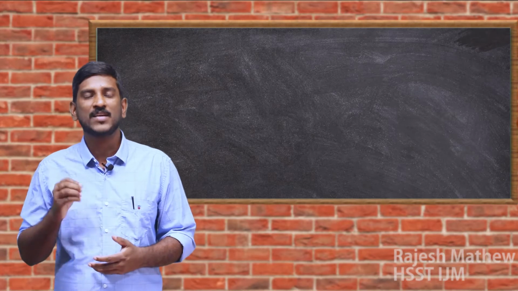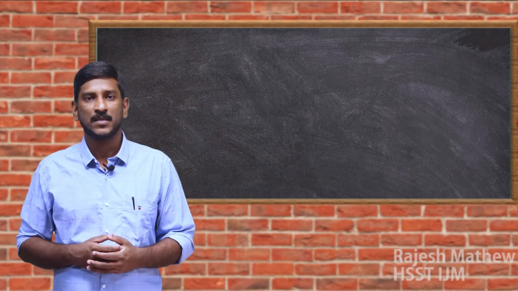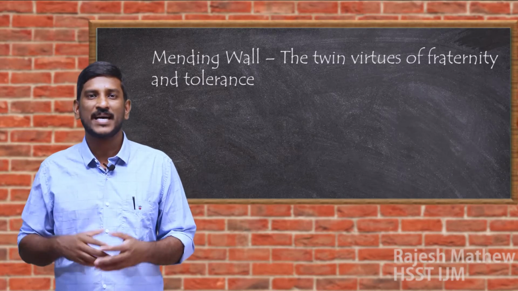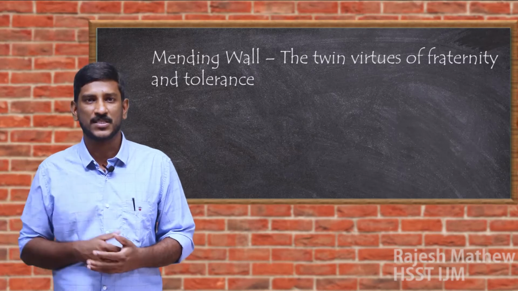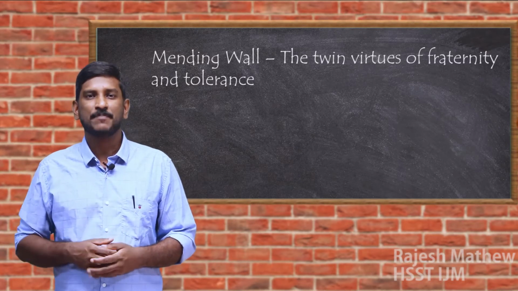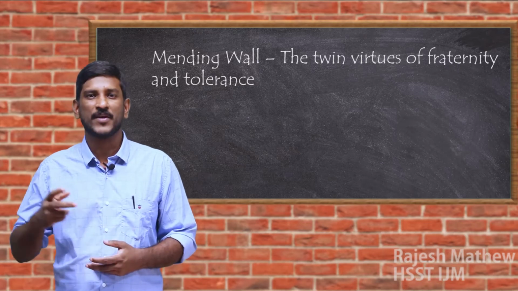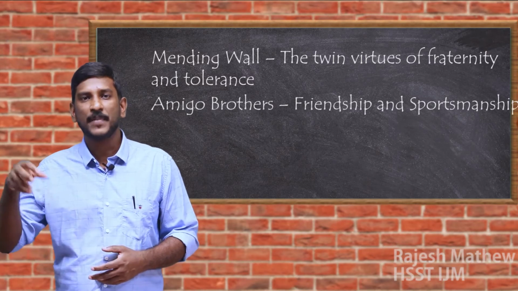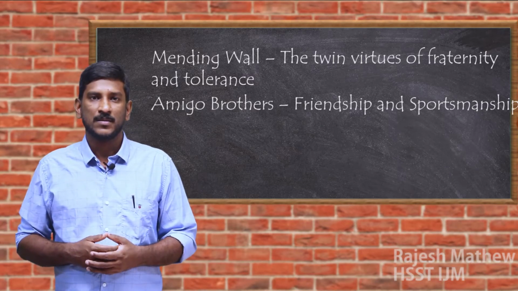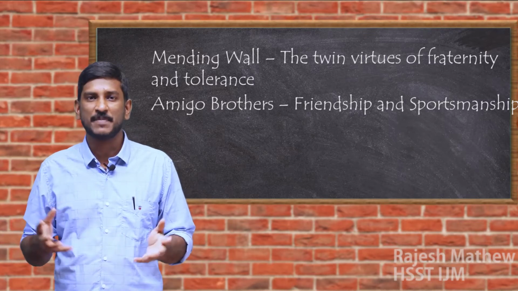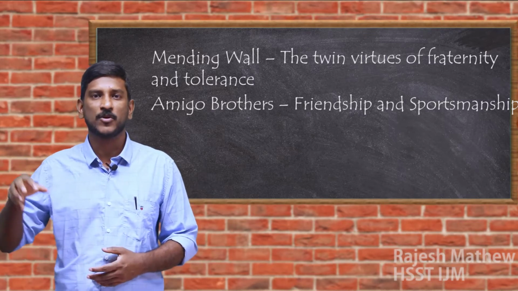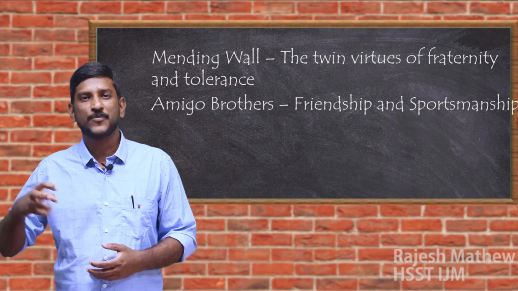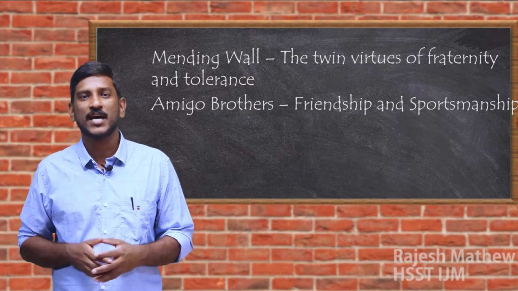The first chapter, Mending Wall by Robert Frost, highlights the twin virtues of fraternity and tolerance. These two virtues are essential for peaceful coexistence. The second chapter, Amigo Brothers, highlights two other important qualities: sportsmanship and friendship, exhibited by the two Amigo brothers, Antonio Cruz and Felix Vargas. For a peaceful coexistence, these two virtues are also essential.